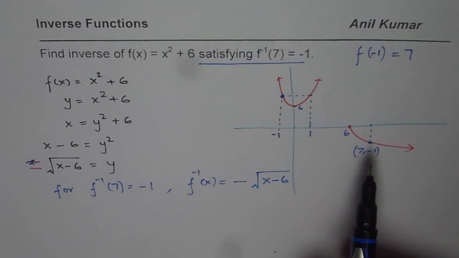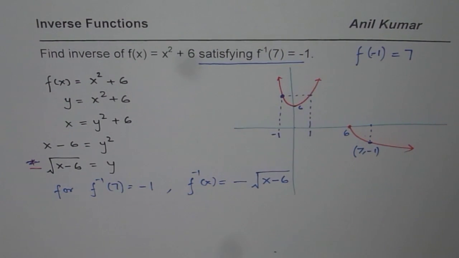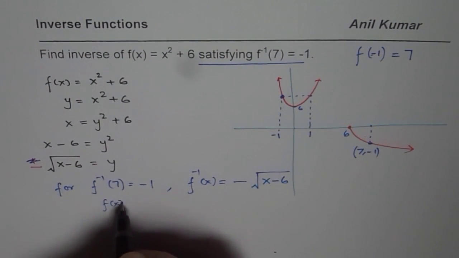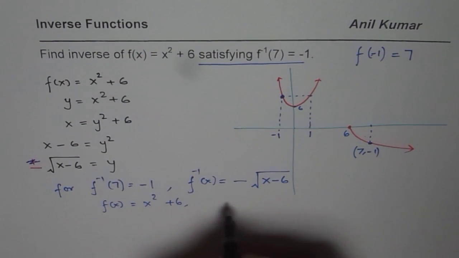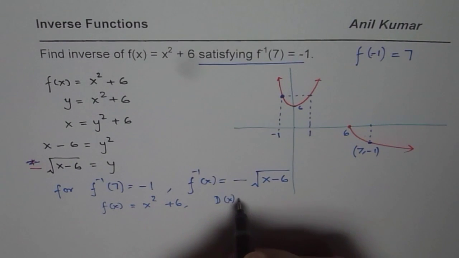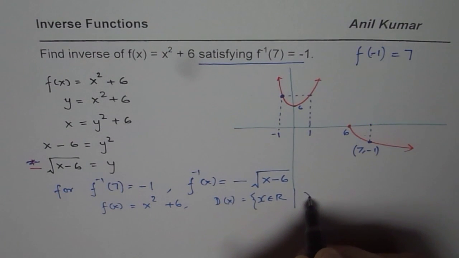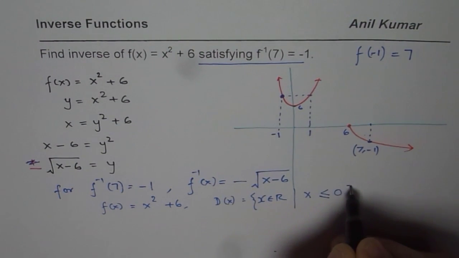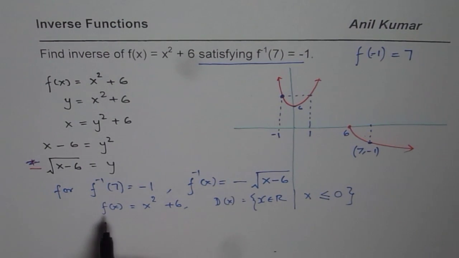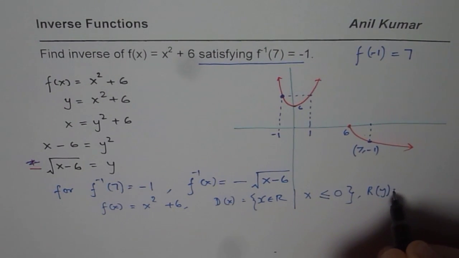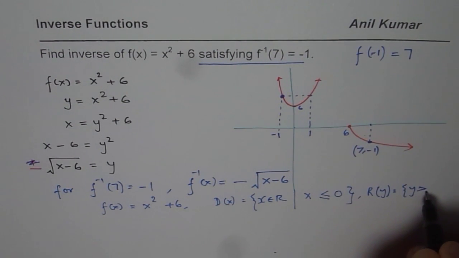Okay. Now as an extended exercise, I would like you to write the domain and range for the function which we are considering. So in fact, what we are really considering is f of x equals x squared plus 6, where the domain is x belongs to real numbers, where x is less than or equal to 0. Do you see that? That is the domain which we are looking for. And the range for that function is y greater than or equal to 6, where y belongs to real numbers.